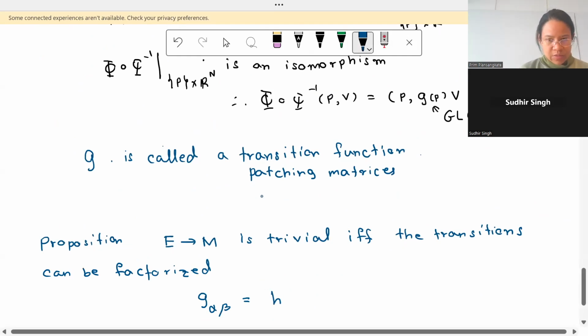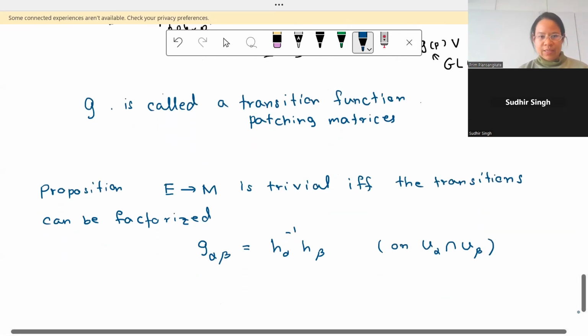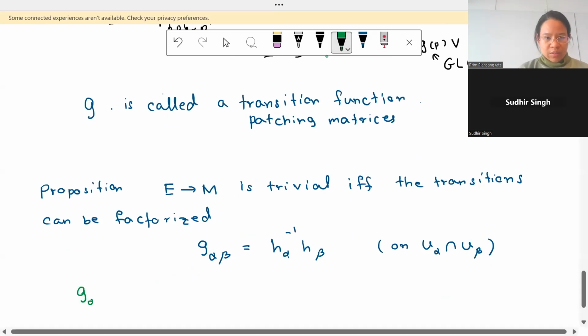Like this. And I use the index alpha beta to label different local trivializations. And the transition function would be defined on the overlapping region. So this transition function is a map from the overlapping region to GL(n, R).